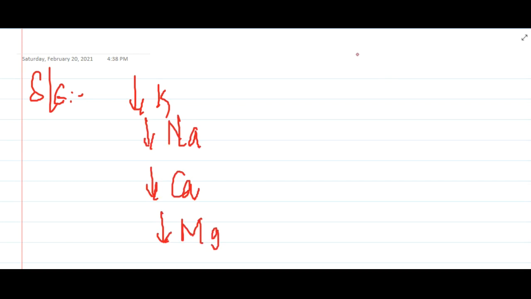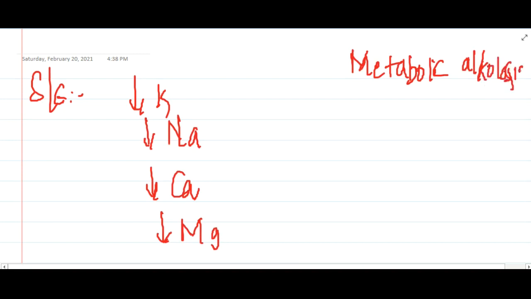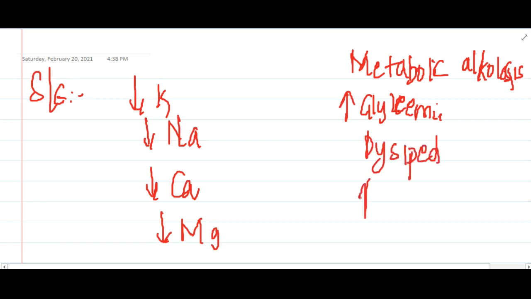Now if you see the side effects, the side effects of loop diuretics are hypokalemia, hyponatremia, hypocalcemia, hypomagnesemia, and they cause metabolic alkalosis, as I have already said, and they cause hyperglycemia, and they cause dyslipidemia. They will also cause hyperuricemia. So these are the important side effects.